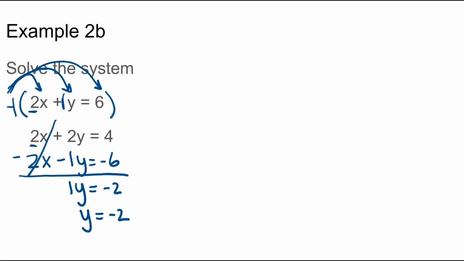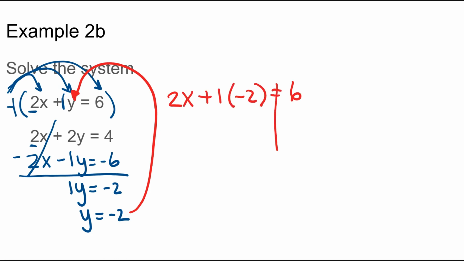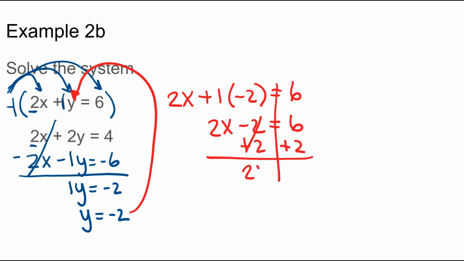So we found y first. We need to find x next, so we'll plug that y in. So that's 2x plus 1 times negative 2 is equal to 6, or 2x minus 2 is equal to 6. We'll add 2 on both sides. 2x is equal to 8. Divide both sides by 2. X is equal to 4.